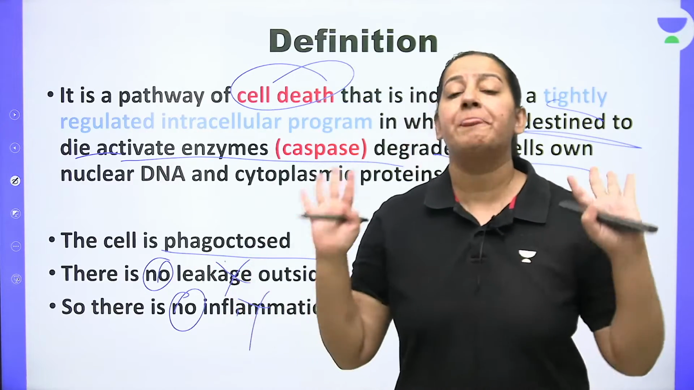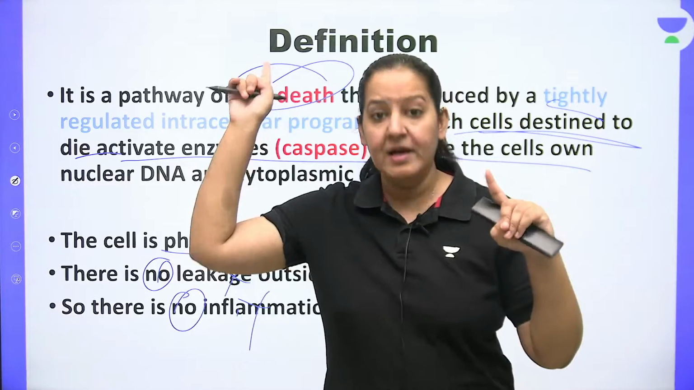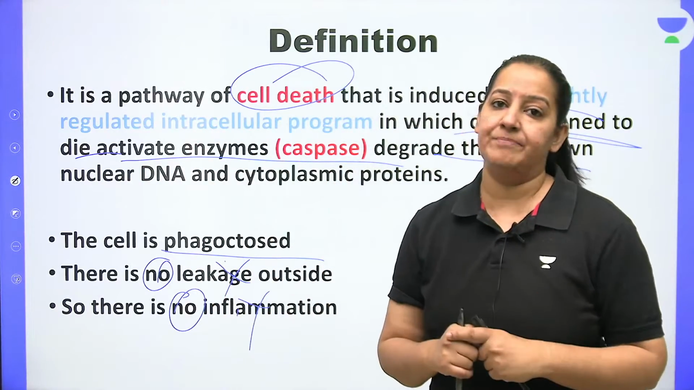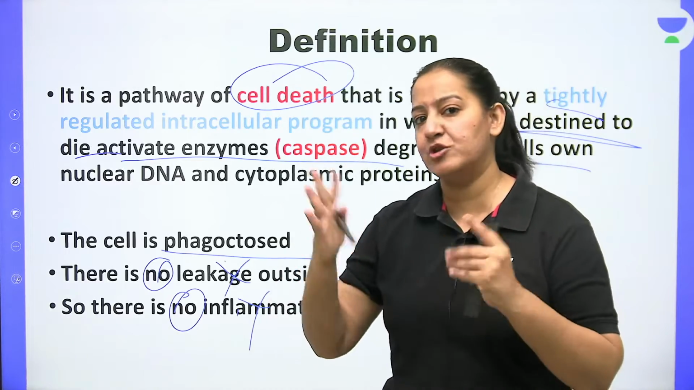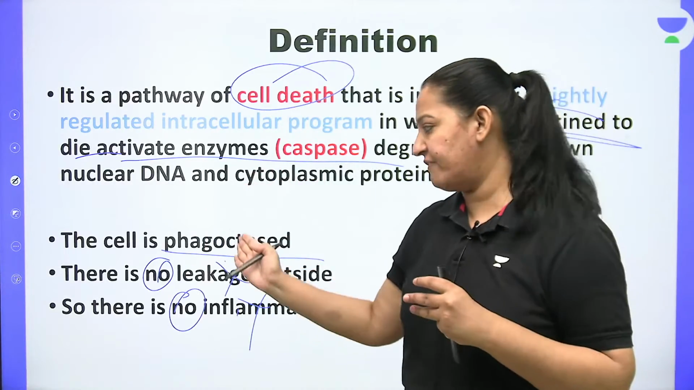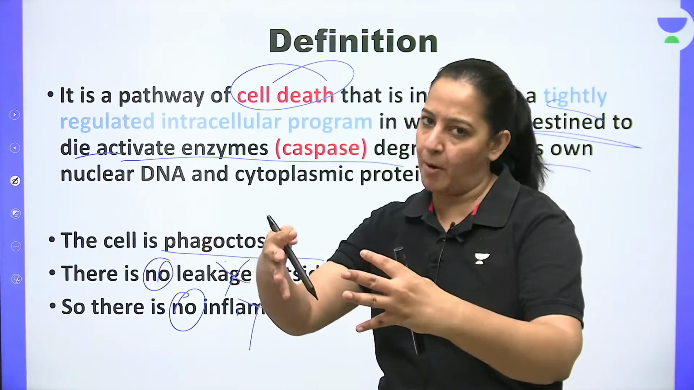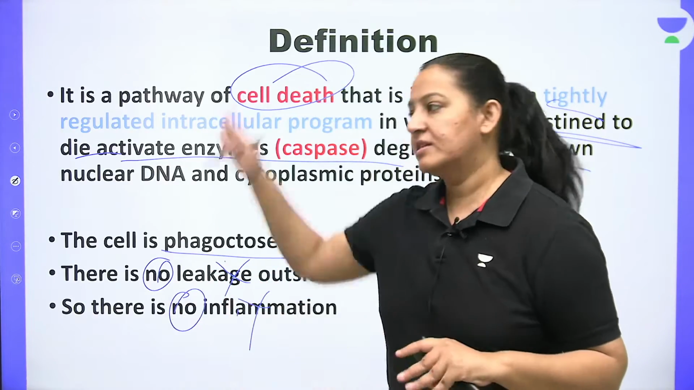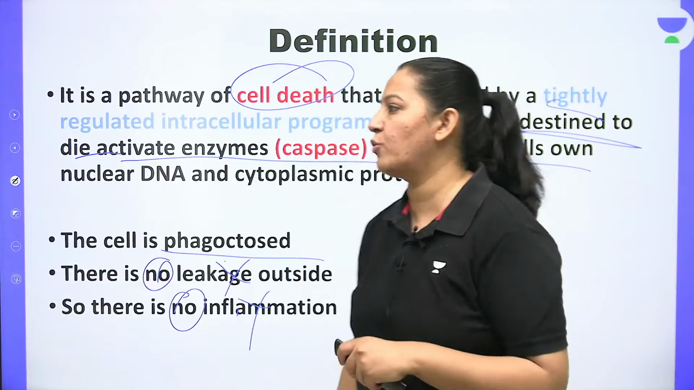So say the definition. Apoptosis is a type of cell death in which the cell which is destined to die activates caspase inside it, the enzyme caspase. Caspase degrades the cell into multiple apoptotic bodies. In the end, a phagocyte will come and engulf the apoptotic bodies. There is no leakage, the cell membrane is intact, there is no inflammation. This is the definition of apoptosis that you have to write in your exam.